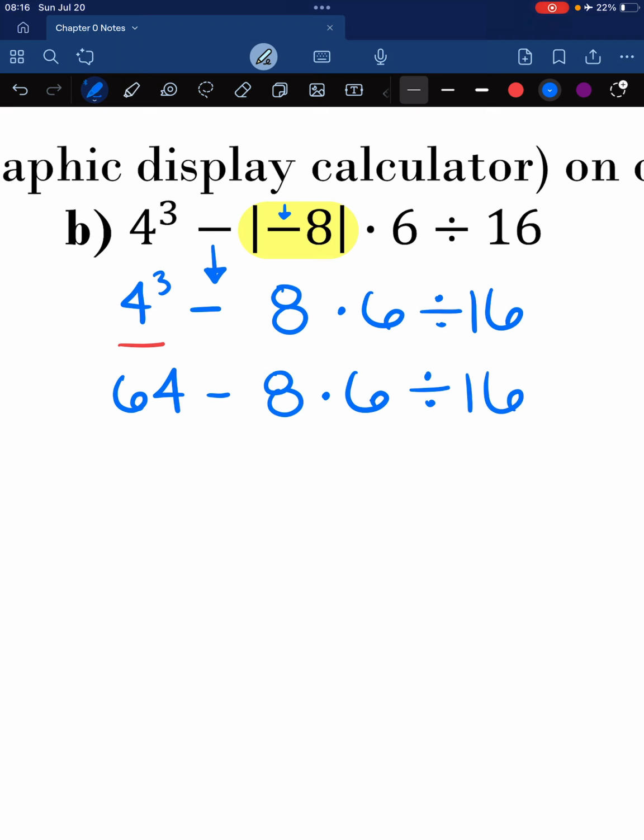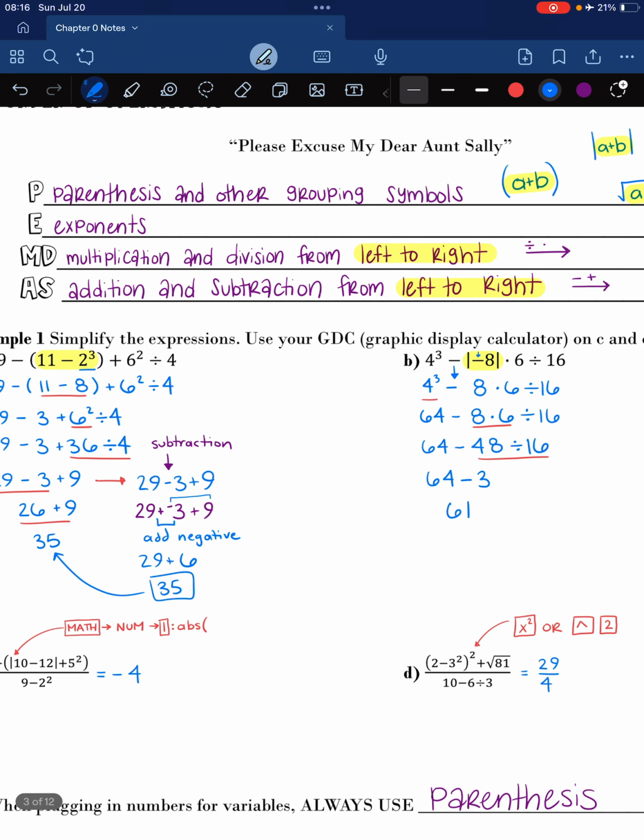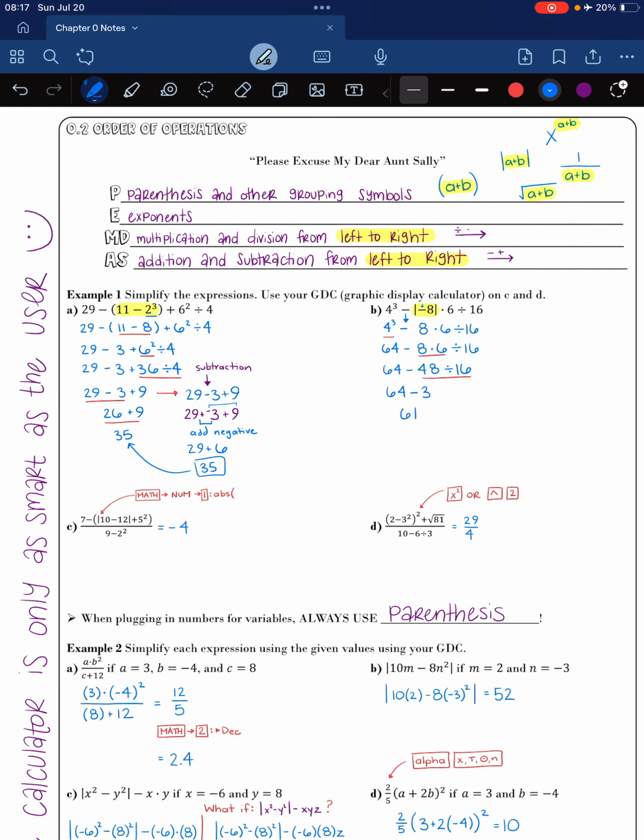Okay, now, order of operations, we should do multiplication and division from left to right because they have the same priority. So we're going to go with multiplying those two because it comes first, not just because it's multiplication. We have 48 divided by 16. Now we can go ahead and do that division. 64 minus 48 divided by 16 is 3. We end up with 61. Again, if I got 4 cubed wrong, make sure you fix that, but I'm pretty sure that answer is 61 there.